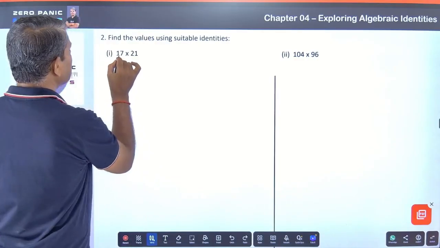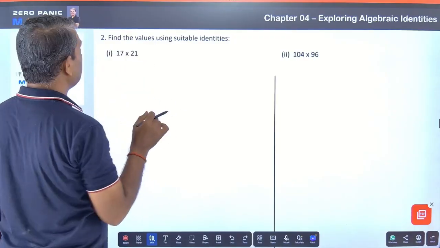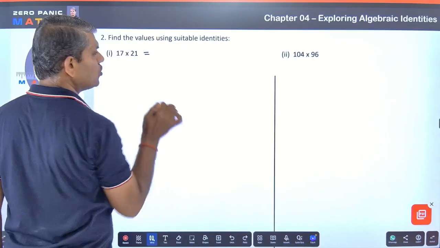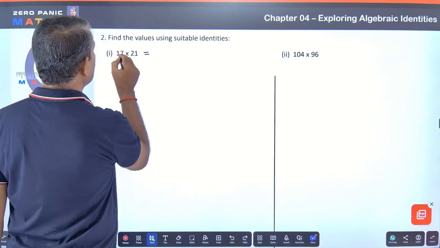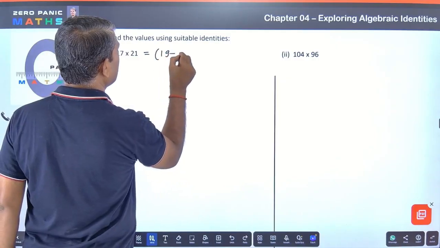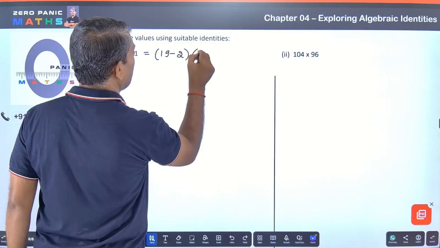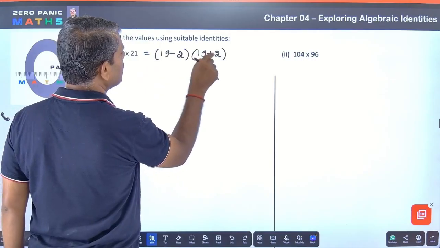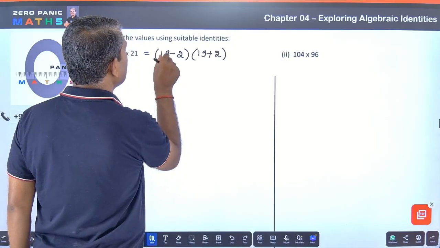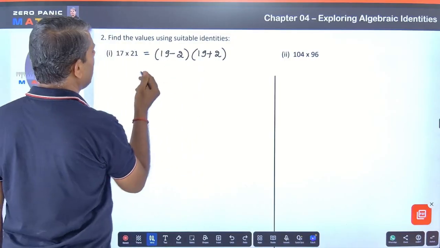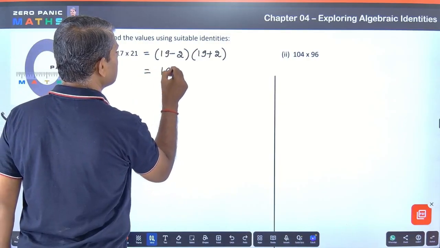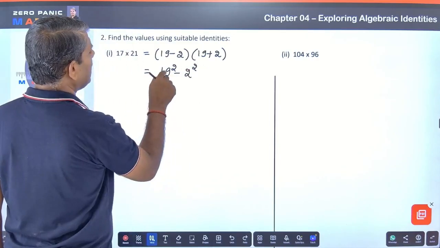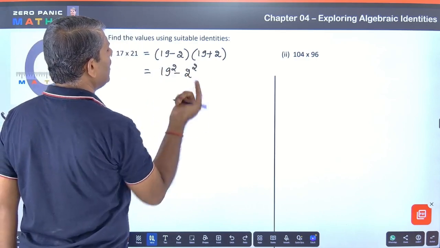If you write 17 multiplied by 21 in the form of an identity, you can write this as 19 minus 2 and 19 plus 2. There are two identities that I'm going to use here. I'm writing 17 as 19 minus 2 so that it is a minus b, and 19 plus 2, where b value is 2, so a plus b. So it looks like a minus b, a plus b, and we can directly write it as 19 square, that is a square minus b square. Sorry, b square is 2 square.